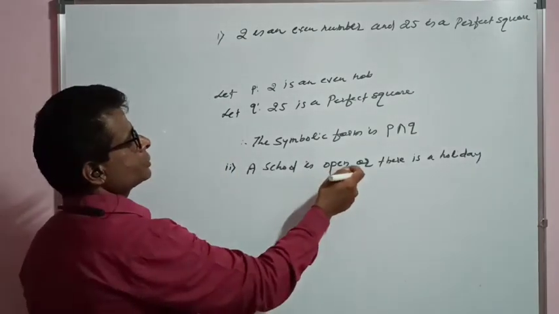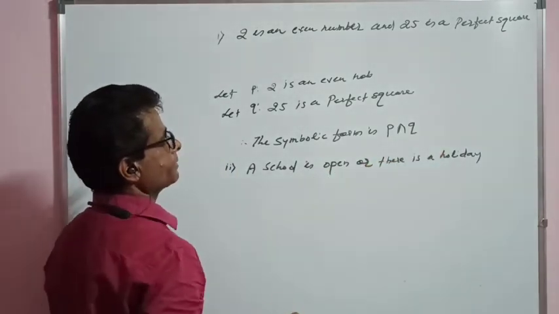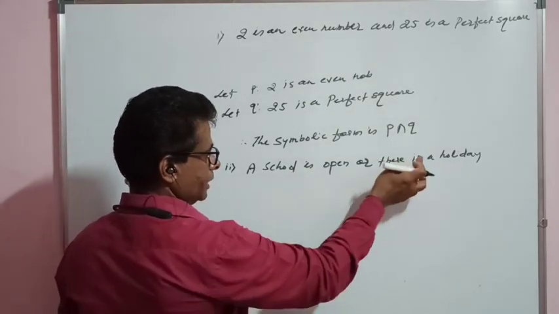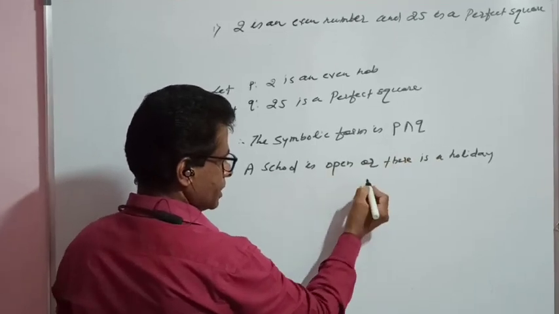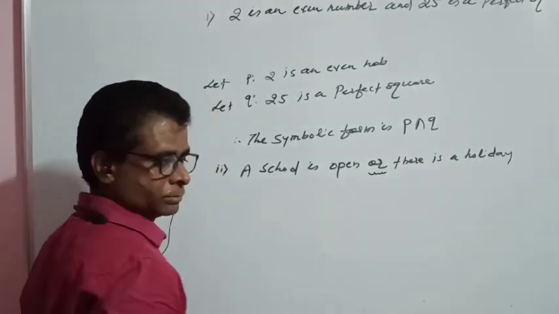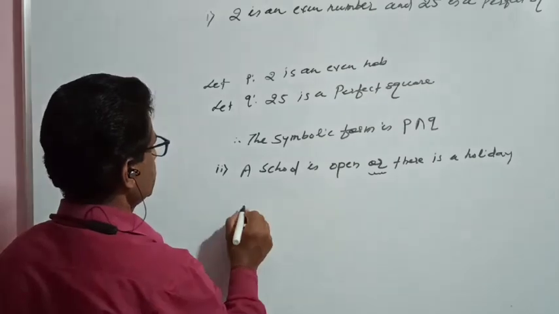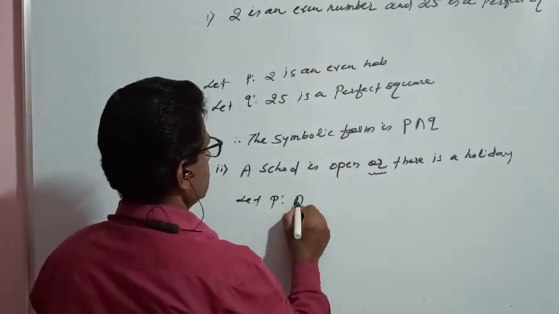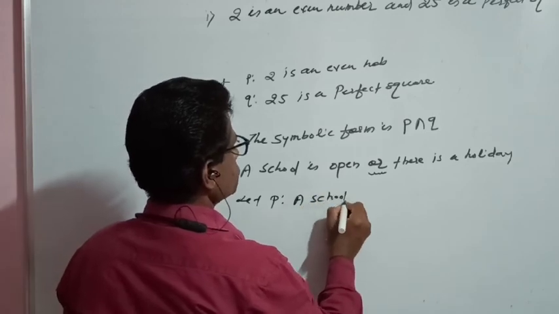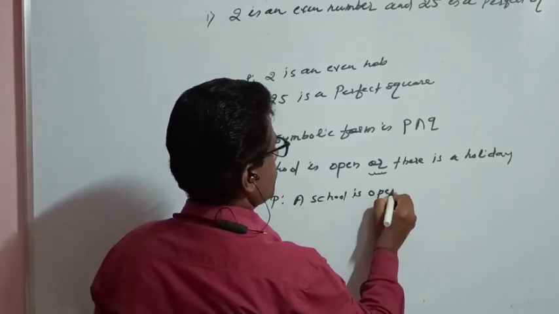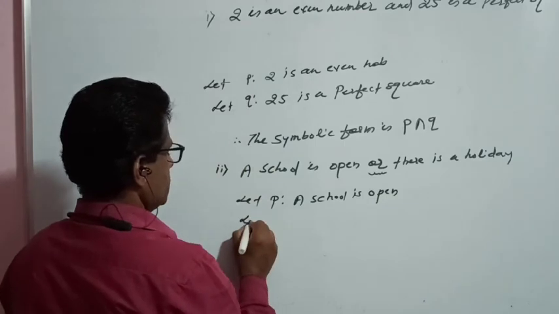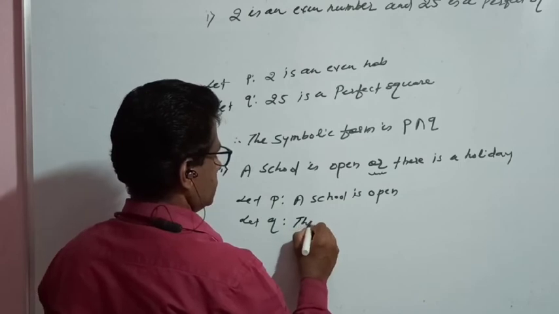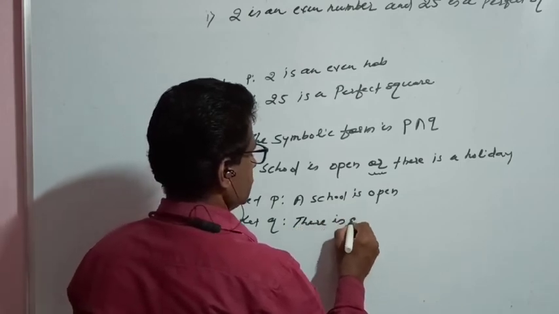A school is open or there is a holiday. This is a compound statement. Why? Because two different statements are combined together by using the connective or. So it is a disjunction. Let P be the statement: a school is open. Let Q be the statement: there is a holiday.